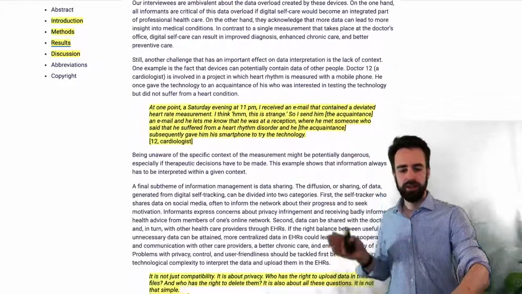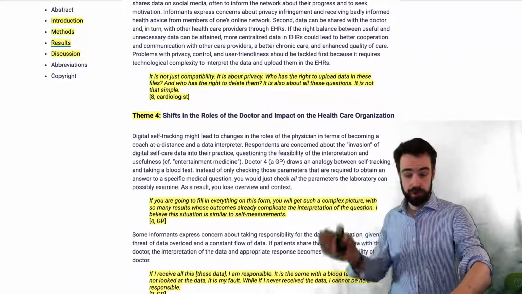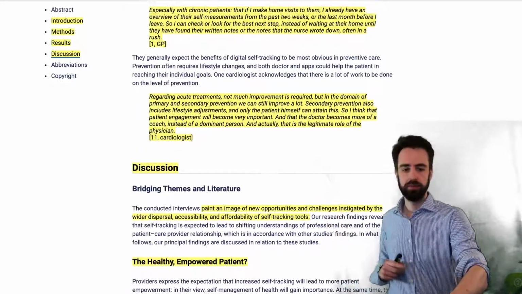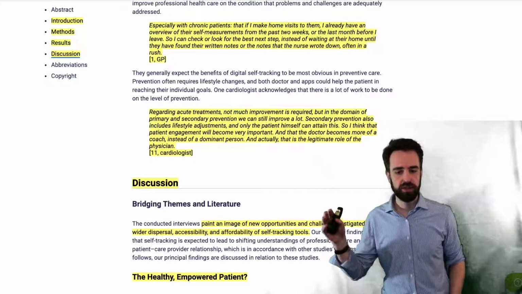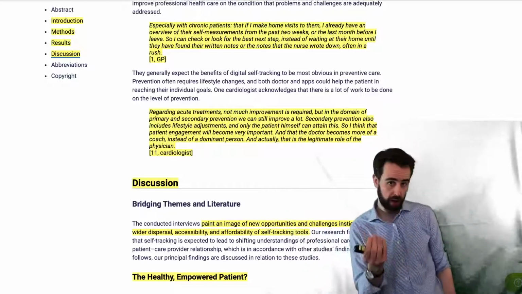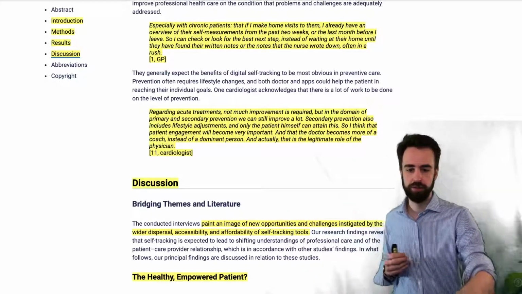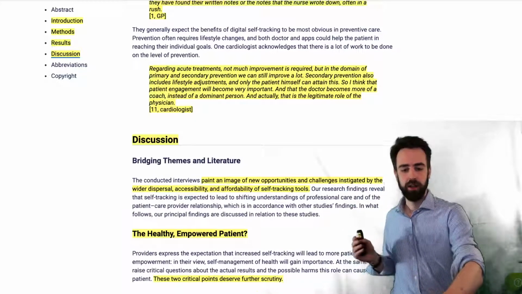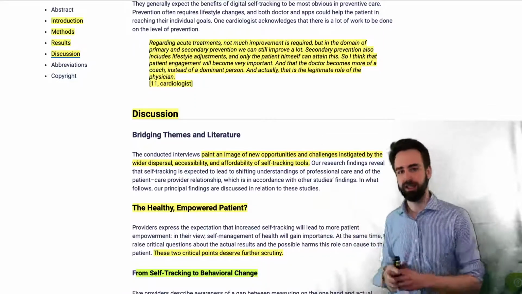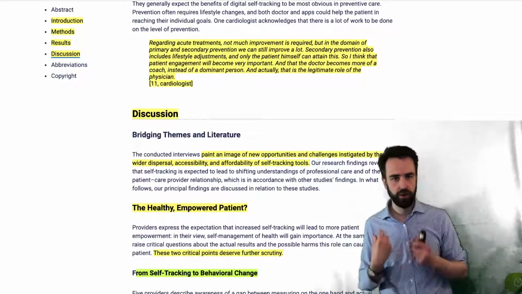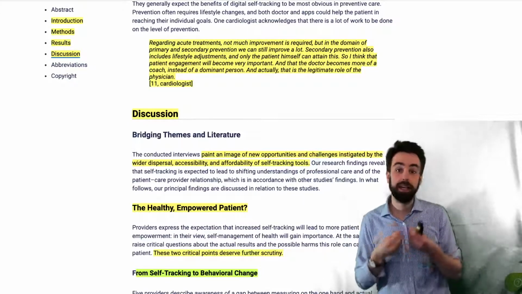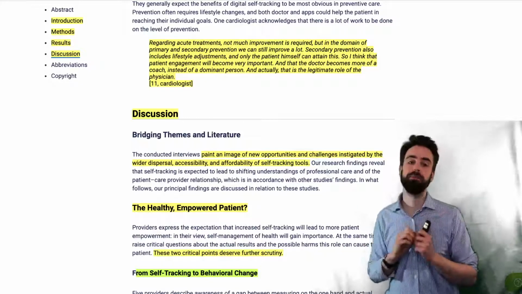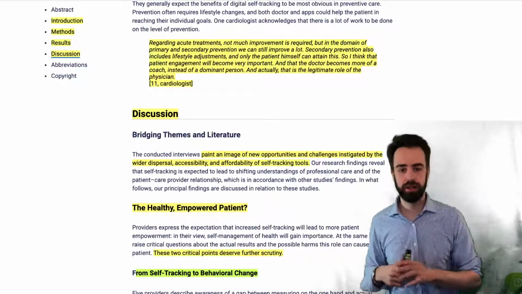Now, after we've done this description, so this is no interpretation yet, we go to the discussion section. In the discussion section, we're bridging the themes of our study with the literature. So here you can see that several extra questions are asked on the basis of our data. So what does this data mean in the broader academic conversation that we grounded our study in?